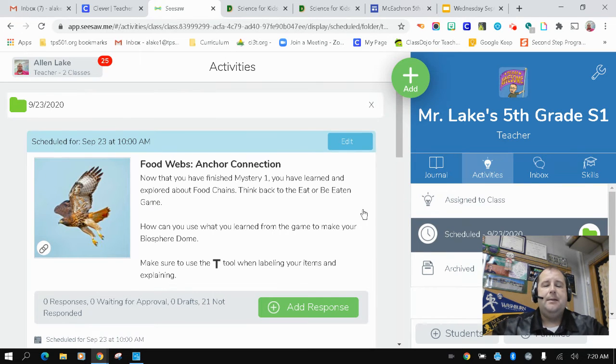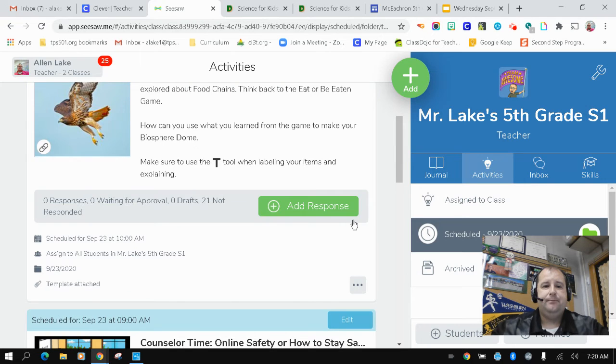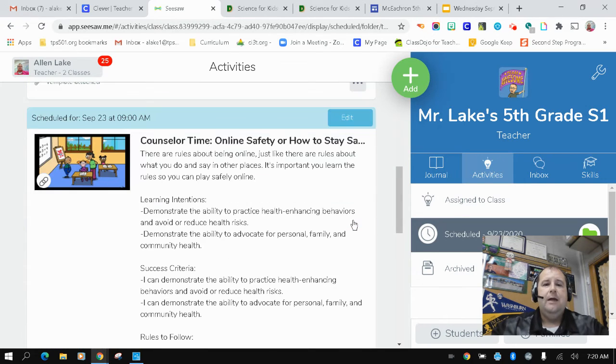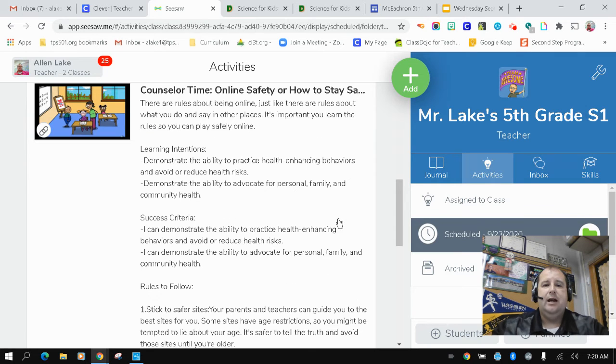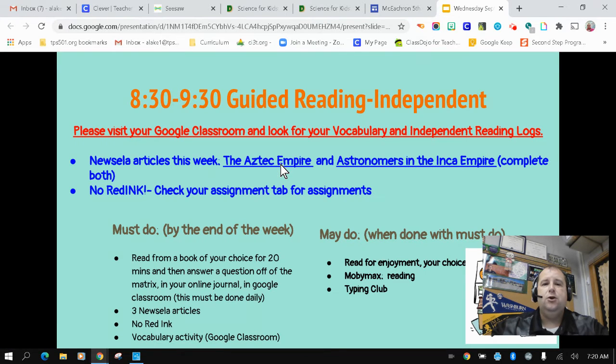And then in a little bit, about 10 o'clock, your science will be released to you. You will be talking more about food webs and anchor connection. You will be reading a story about Pale Male, the hawk, and learning about his food chain. Okay. And then you have a counseling activity today from Mrs. Plank. Make sure to do that on time today. Please make sure you're going to the website and following the slideshow so that you are making sure to get all of your work completed.